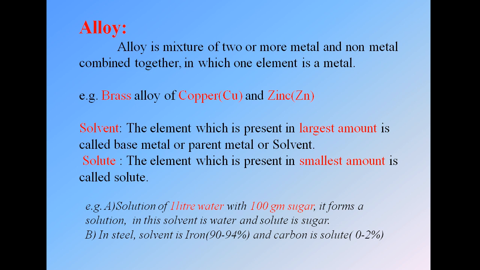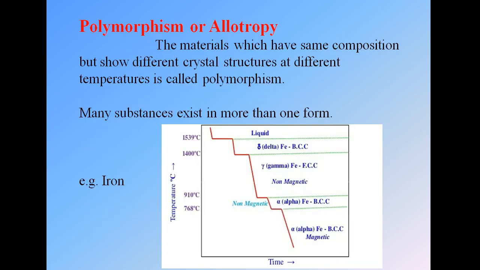Okay, next one, we have another definition, that is polymorphism or allotropy. Poly means many, morph means changing the structure. So the definition is: materials which have the same composition but show different crystal structures at different temperatures is called polymorphism or allotropy. See, in the figure we have two axes. On the y-axis we have the temperature, on the x-axis we have the time. We have the example, that is iron.